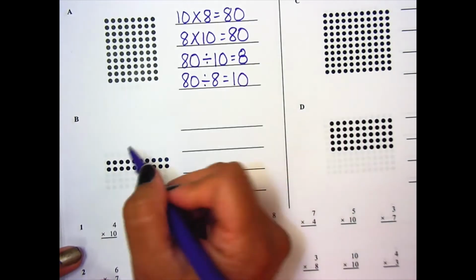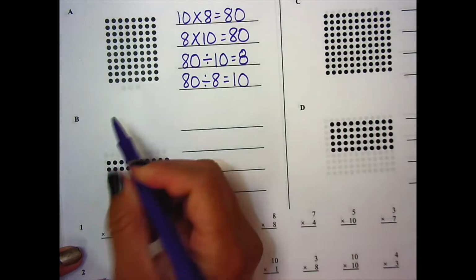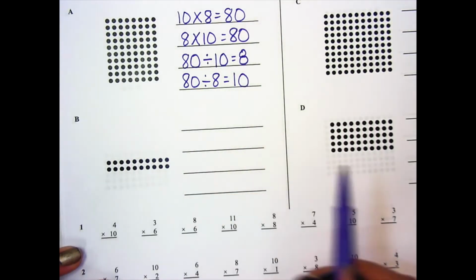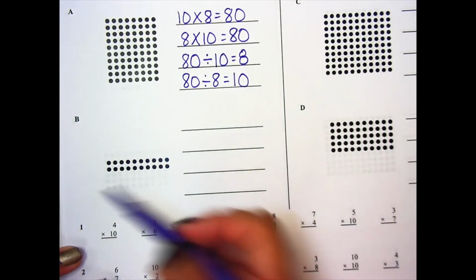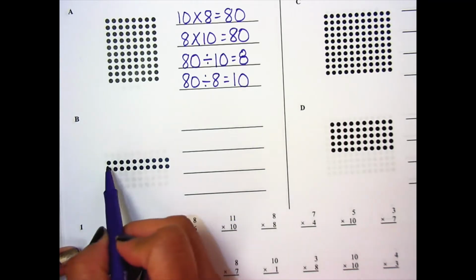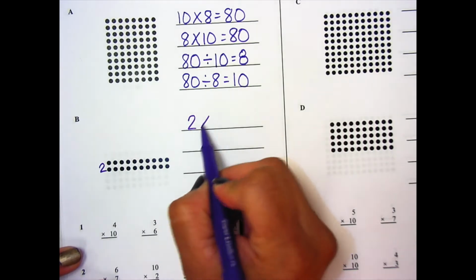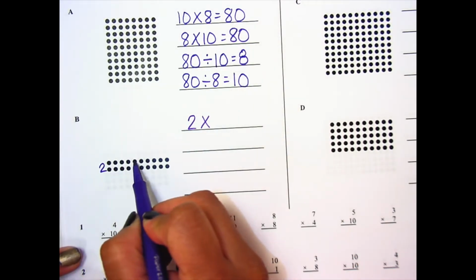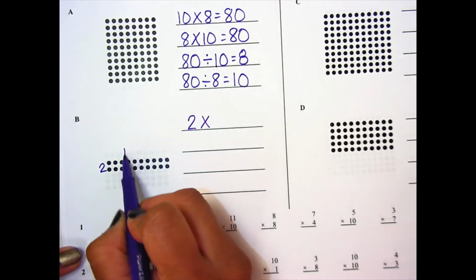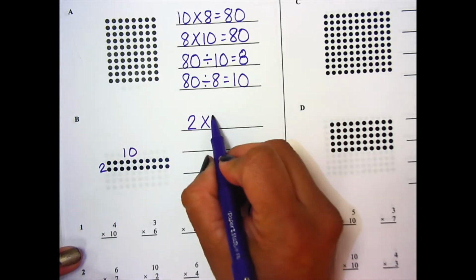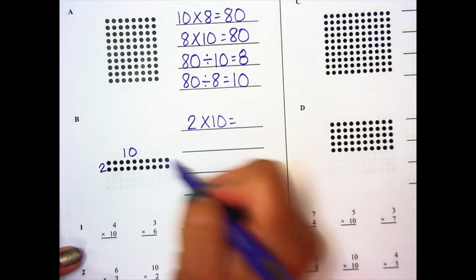Okay, so now let's go to our other array. Again, we're going to get our fact family. And our multiplication sentence is 2 times 1, 2, 3, 4, 5, 6, 7, 8, 9, 10. 2 times 10, right? So 2 times 10 equals 20.